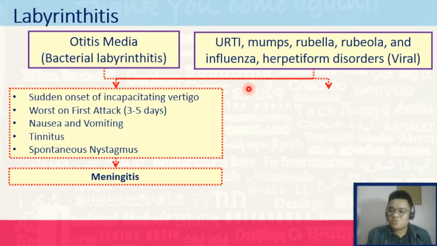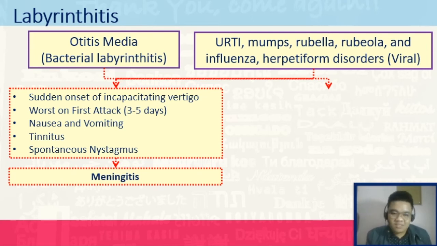Class, if this is bacterial, that would usually originate from the otitis media as a complication of your otitis media. For the viral causes, you have your URTI, your mumps, rubella, rubeola, influenza, and then your herpetiform disorders, which could cause, class, inflammation to your inner ear.